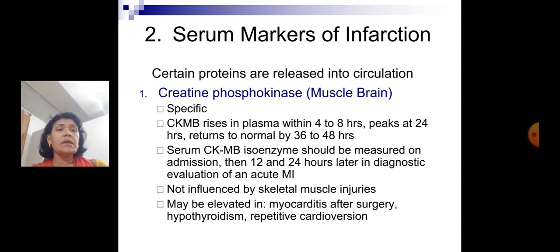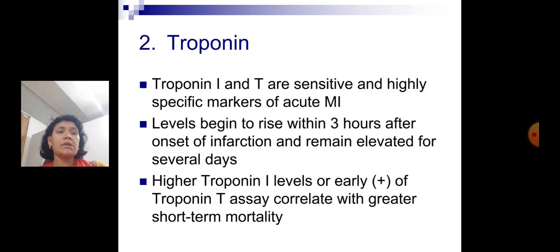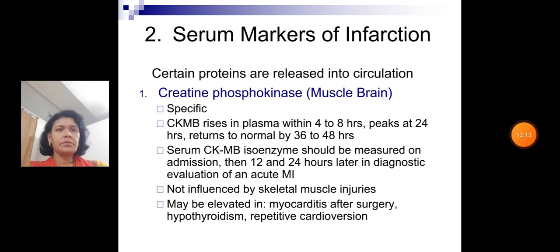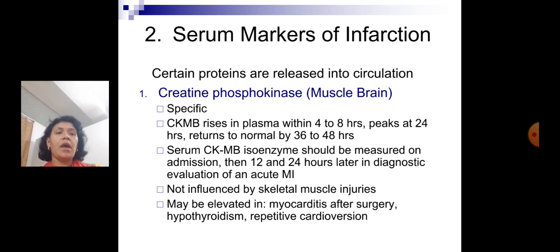So the CKMB rises in plasma within 4 to 8 hours, and it peaks at 24 hours and gets to normal by 36 to 48 hours. The serum CKMB isoenzyme should be measured on admission, and then 12 and 24 hours later in the diagnostic evaluation of an acute MI. This is not influenced by skeletal muscle injuries, the CKMB portion. And it can be elevated also in myocarditis, after surgery, in hypothyroidism, and in cases where repetitive cardioversion had been attempted.